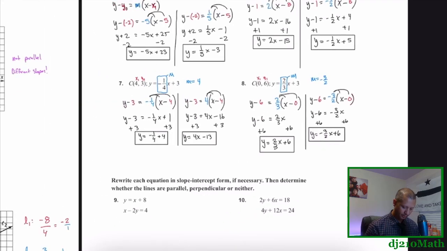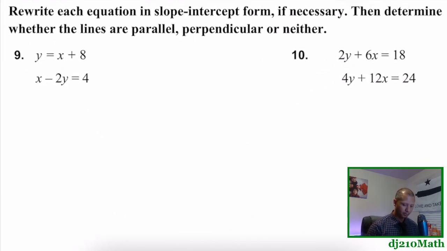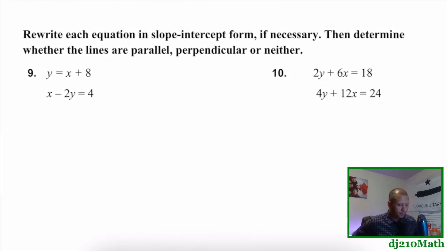Is that it? No, we got 2 more. Okay. So, number 9. Rewrite each equation in slope-intercept form if necessary. Then, determine whether the lines are parallel, perpendicular, or neither. Okay, so slope-intercept form is y equals mx plus b. So we're solving for y.